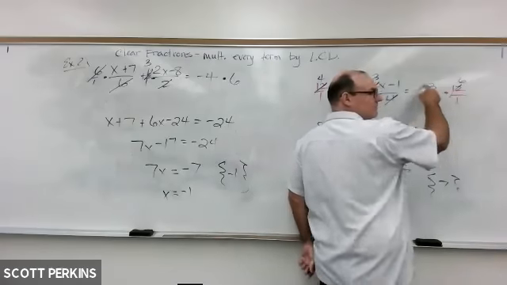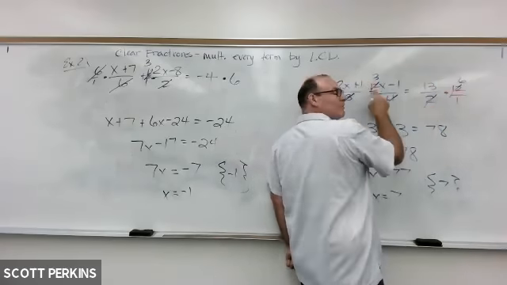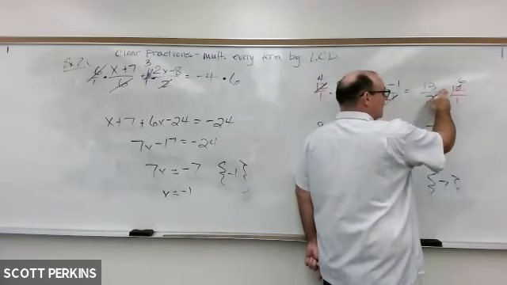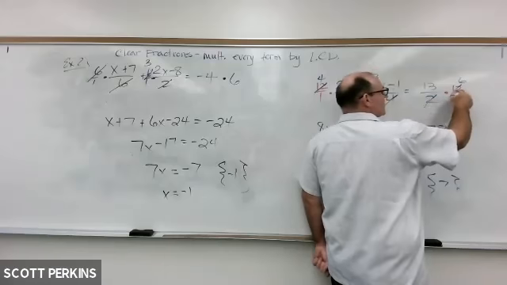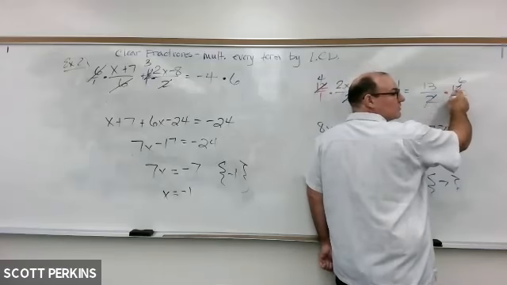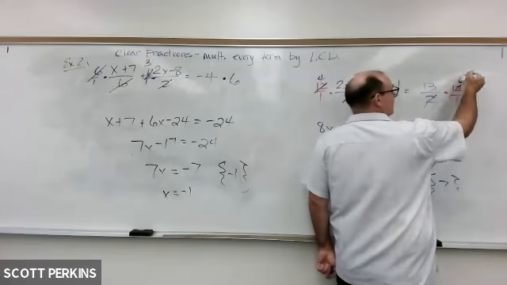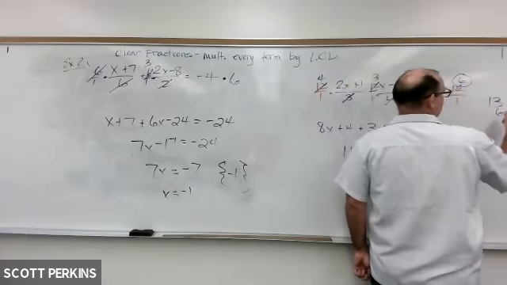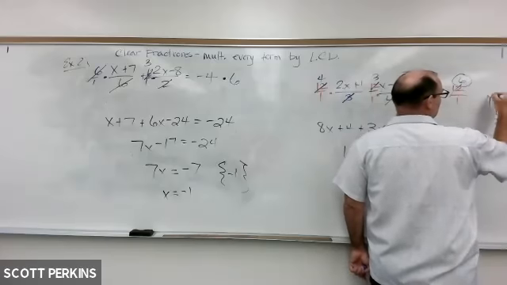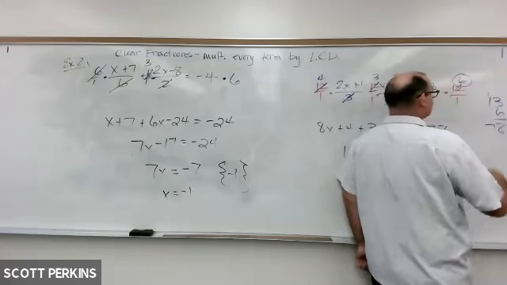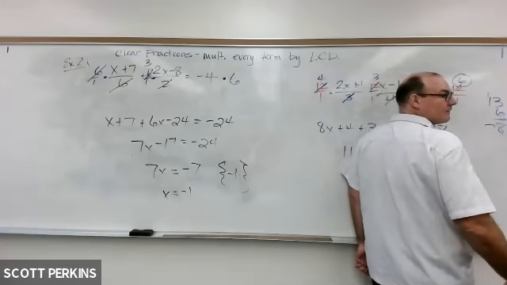This is 13 over 2. I need to multiply every term by the common denominator, which is 12. So how many times is 2 going to 12? 6, right there. And then this is just calculator. You can use calculators in here, but that's just multiplication. I multiplied 6 times the 13. That was already there. Okay.